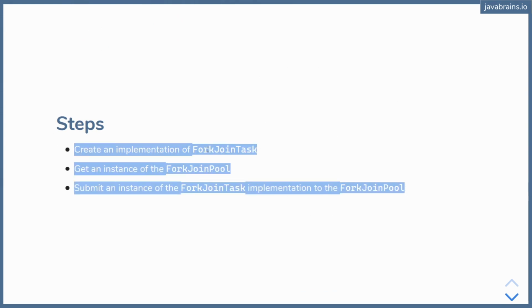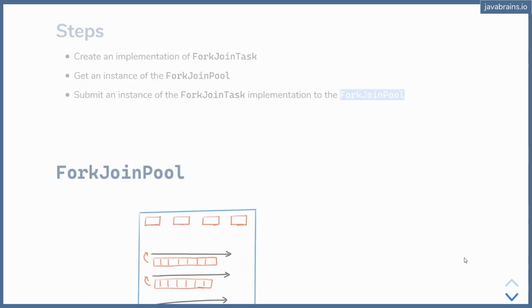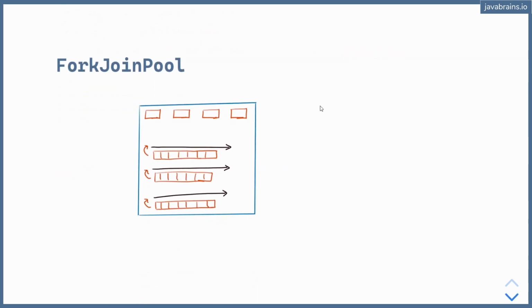Okay, you create an implementation of the fork join task and then get the instance of the fork join pool and then submit an instance of your custom implementation of fork join task to the fork join pool and say, hey, go ahead and run it. Okay, so what does the fork join pool look like? So here is a simplistic diagram of what the fork join pool looks like.